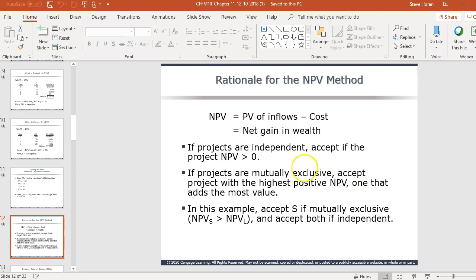So if these two projects were independent, meaning one does not affect the other, I could choose both if I had the funds, right? If I have the money to choose both and they're completely independent, both are winners. They're both above 0. If they're mutually exclusive, meaning I could only afford to do one, or they both are solutions to one single problem.